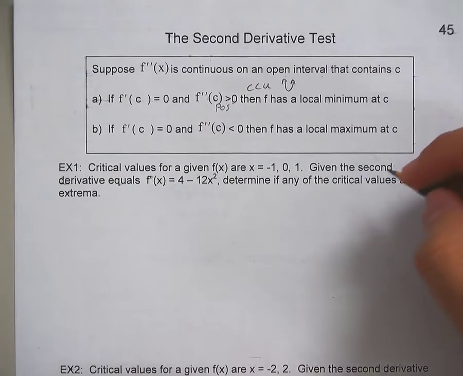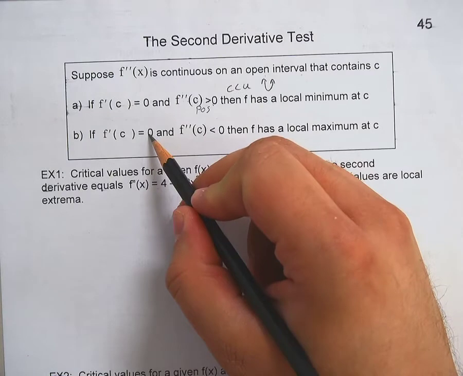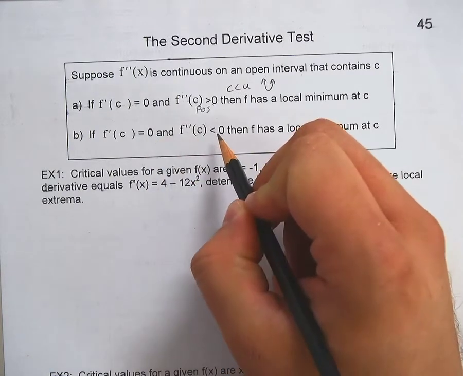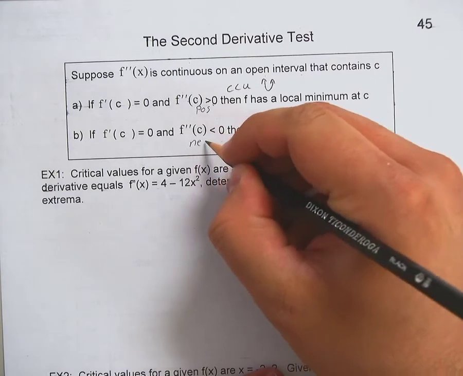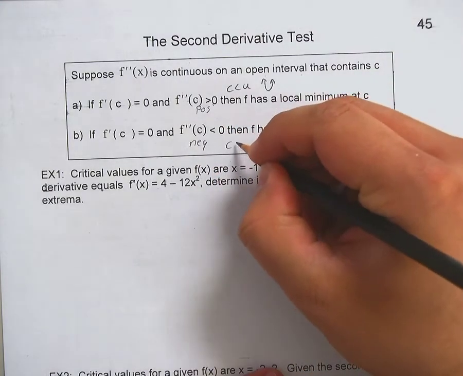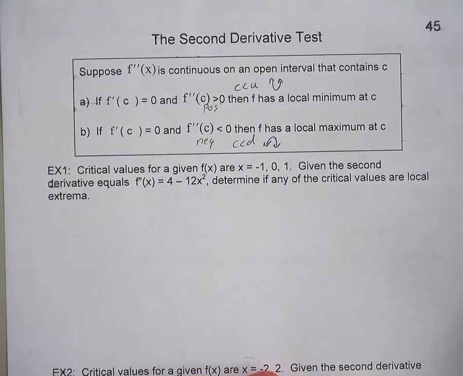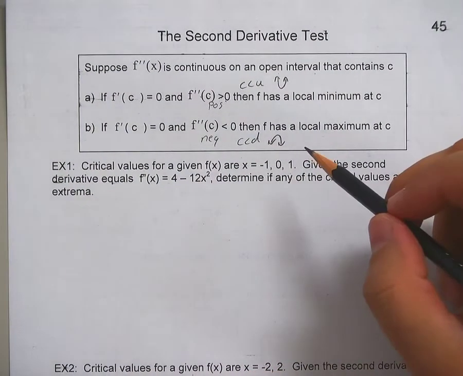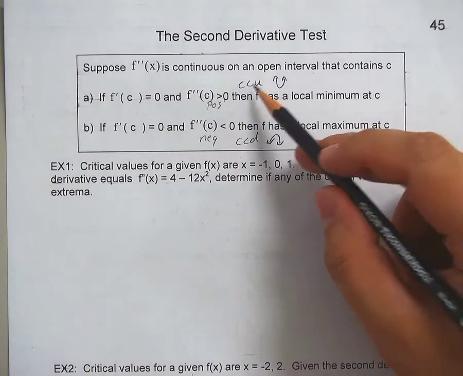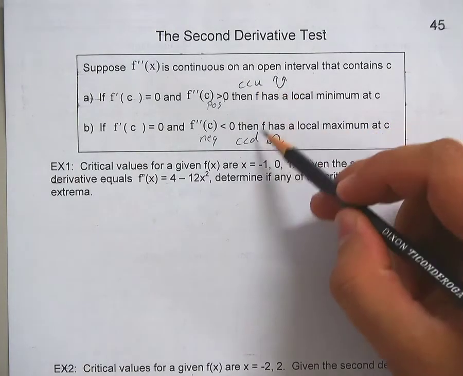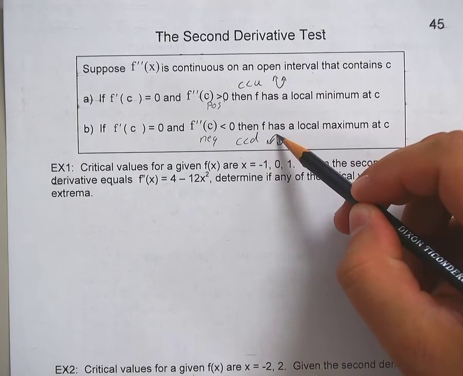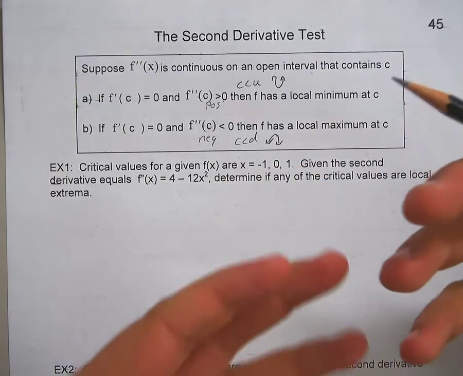And if the first derivative is 0, meaning it's a critical value, and the second derivative is less than 0, so negative, then it's concave down, frowny face, and it has a local maximum. So if it's concave up, it obviously has a minimum. If it's concave down, it's obviously going to have a maximum. And that's the second derivative test.